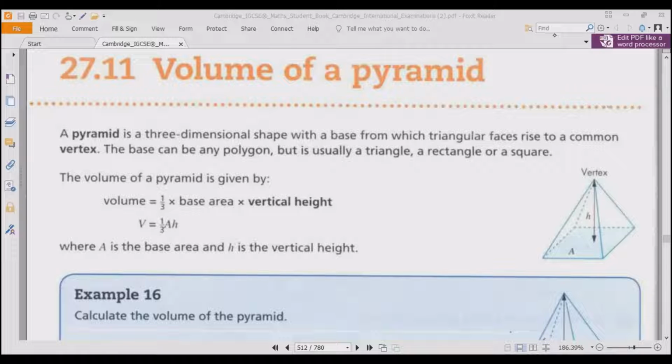Our today's lecture is about the volume of a pyramid. We see this concept and we will do questions, the types of questions that are coming in the exams.